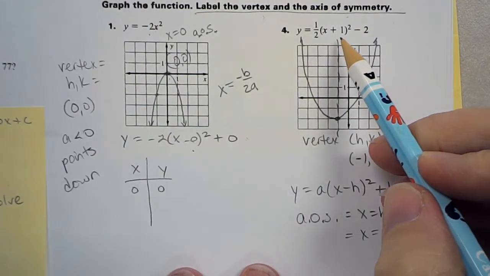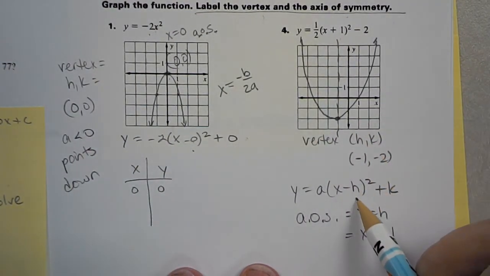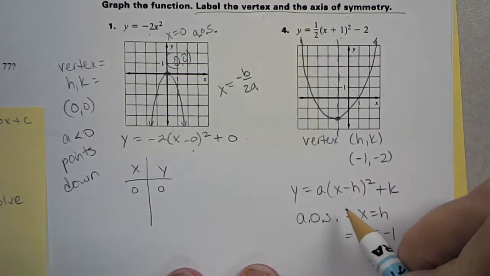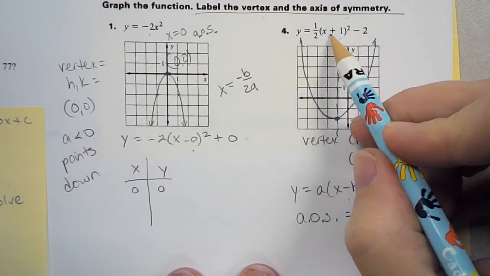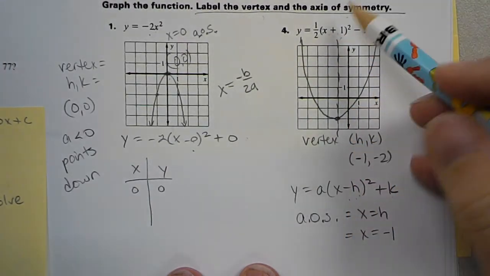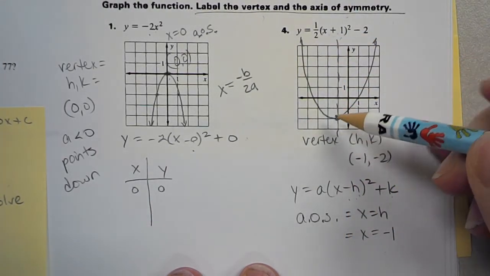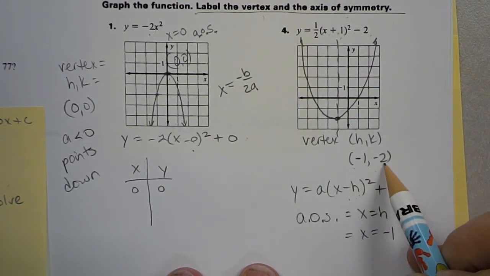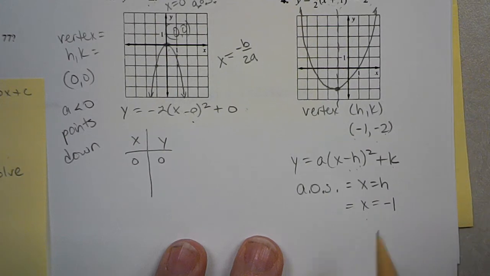Over here, it already conveniently gives it to you in vertex form. So this is a negative 1 because it's x minus h, x minus a negative 1. So that's going to be your axis of symmetry. And then k is negative 2. So your vertex is negative 1, negative 2, and your axis of symmetry is that.